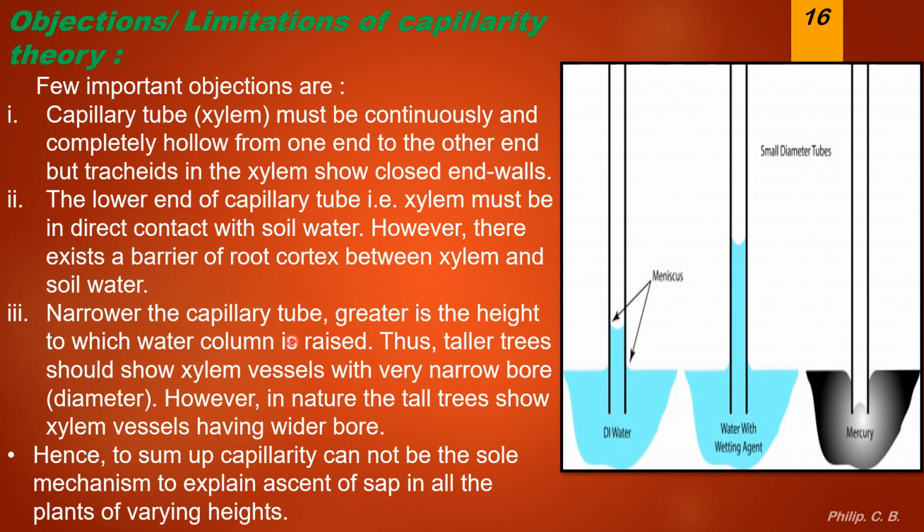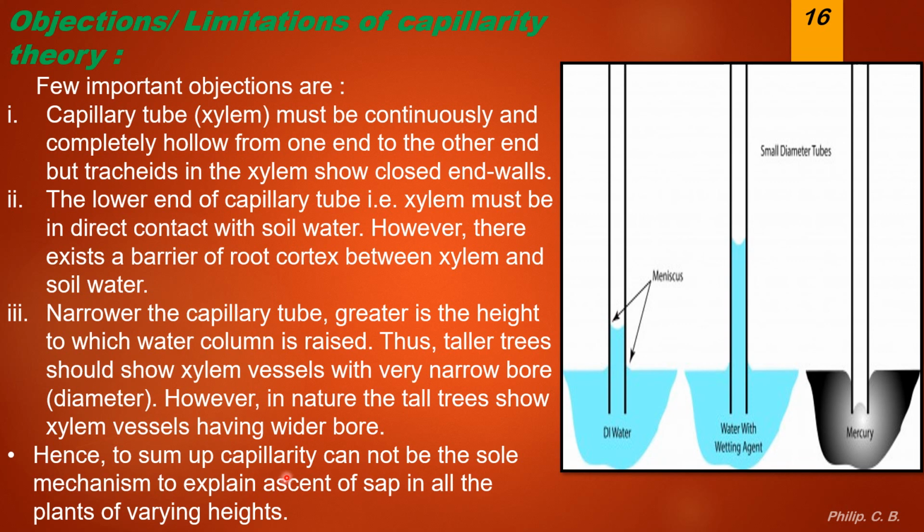Third, the narrower the capillary tube, the greater is the height to which the water column is raised. Thus, taller trees should show xylem vessels with narrow bore, that is the diameter. However, in nature, the tall trees show xylem vessels having wider bore. Just now, as we learned in the capillary theory, if the diameter is smaller, the water is raised to a much higher level. If the diameter is broad or bigger, then the level will be raised comparatively less. But in tall trees, in a natural phenomenon, the bore or the diameter is much larger, right? So again, these three are the objections in case of capillarity theory.